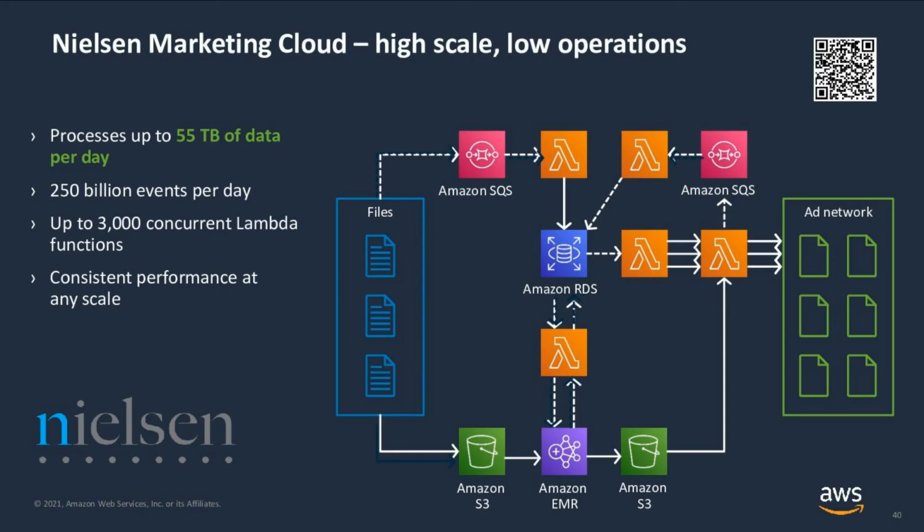fully automated serverless pipeline. At the end of the pipeline, they also rate limit the number of files to their ad partners to ensure they don't overload their partner networks. On a peak day, Nielsen receives 55 terabytes of data, requiring 3,000 lambdas running concurrently.